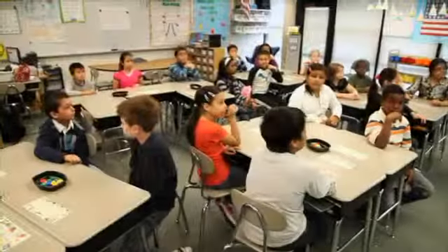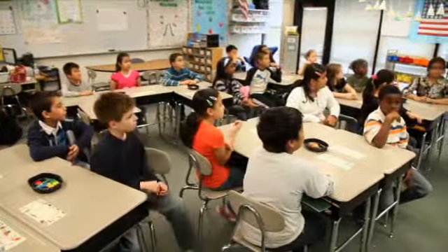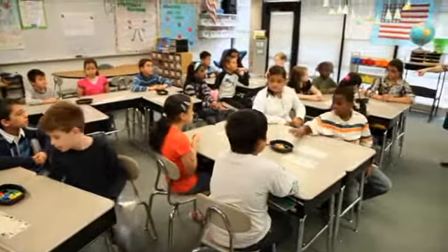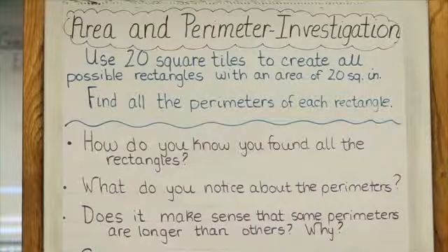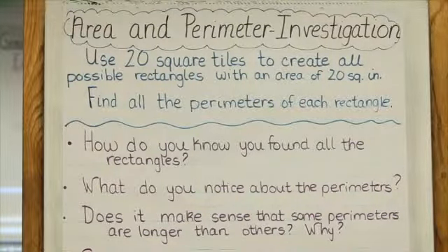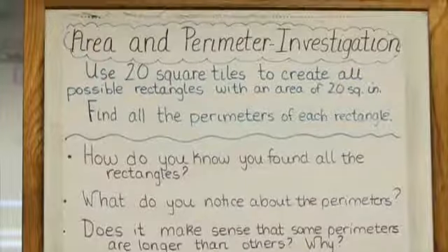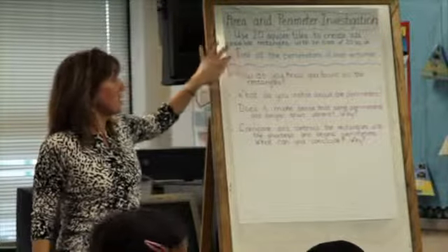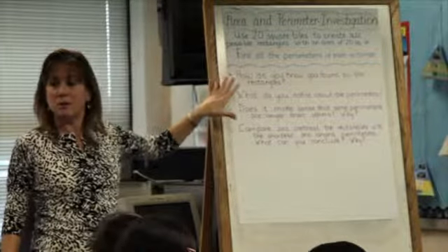So today, here is your job. Your job is to take the 20 tiles that are in your dish, and you are going to find all of the possible rectangles that have an area of 20 square inches. Okay? You need to find all the perimeters, and then we're going to discuss these questions.